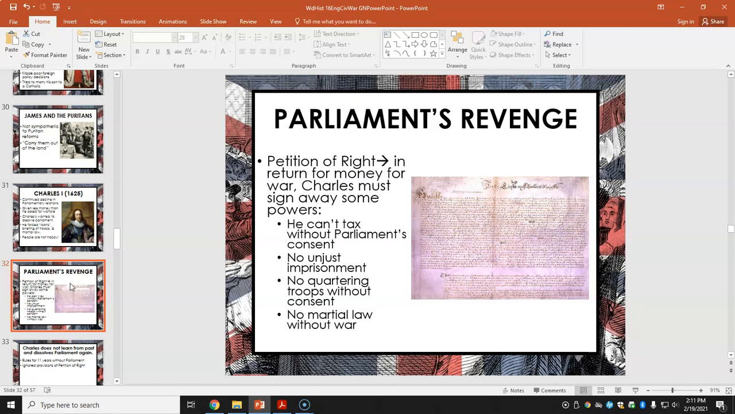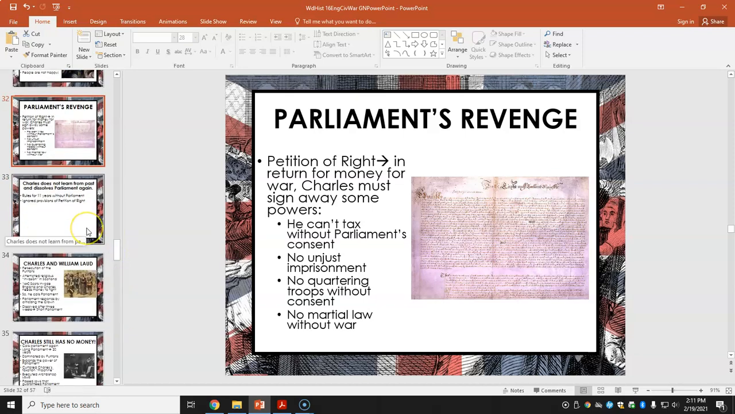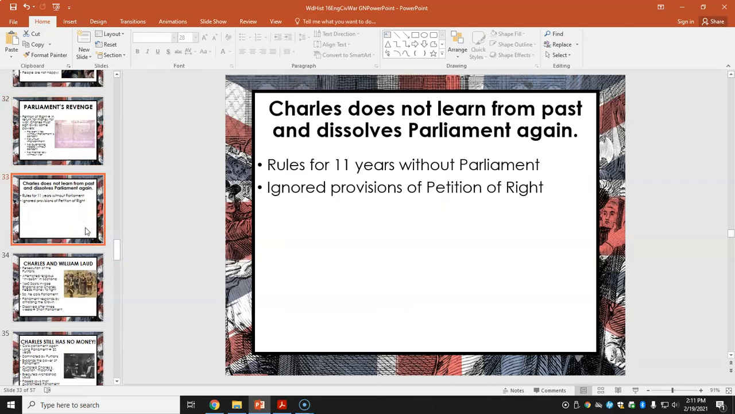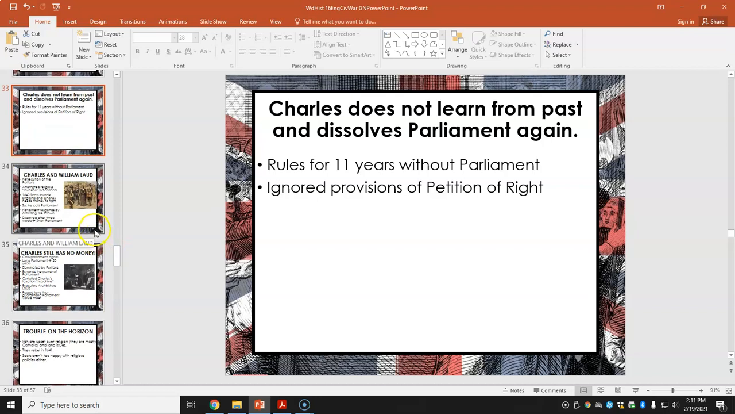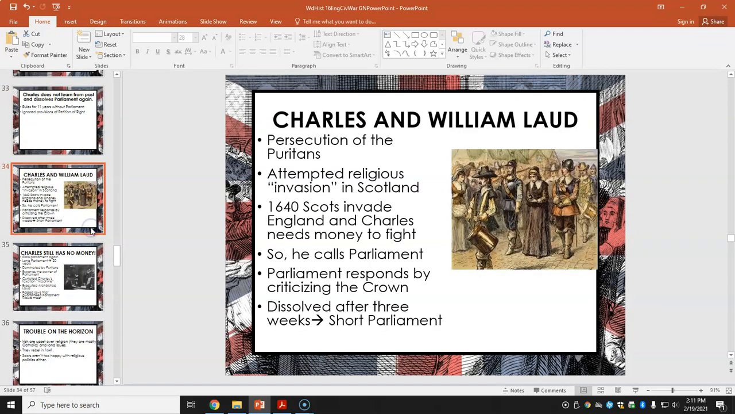They also stated that there should be no martial law without war. So why would you have martial law in peacetime? That was a big thing that the people pointed out. So Charles does not learn from the past, and he tries to dissolve Parliament again. He rules for 11 years without Parliament, and he ignores the provisions of the Petition of Right. So this is going to cause a lot of controversy, and it's going to create a lot of tension between the people and the king.